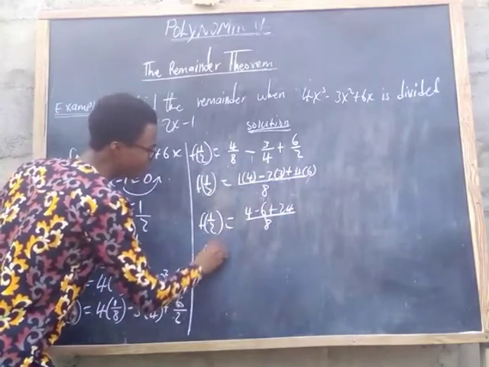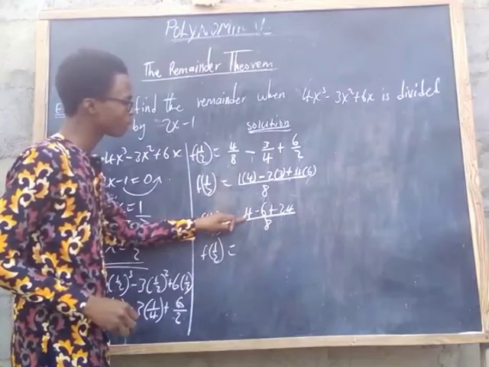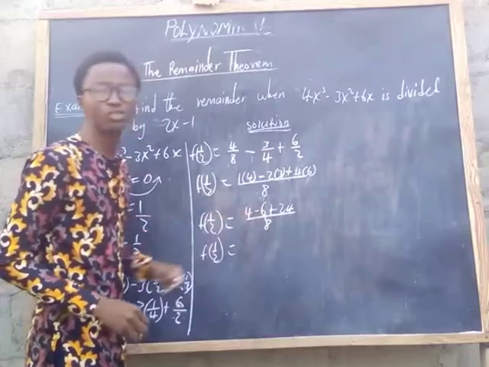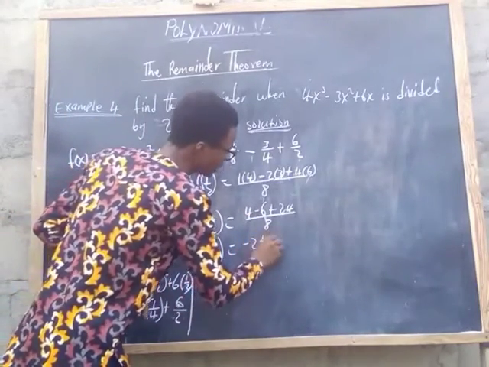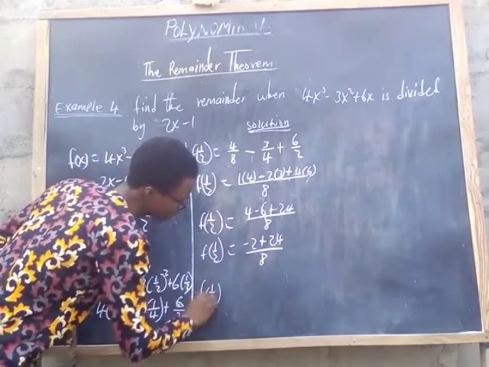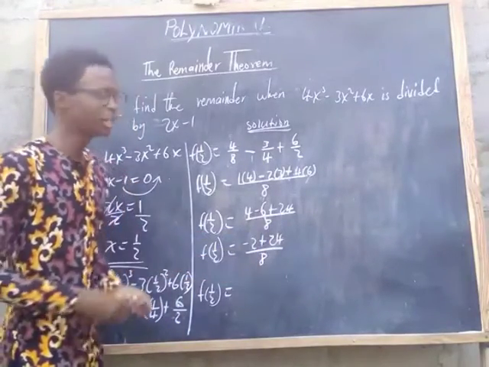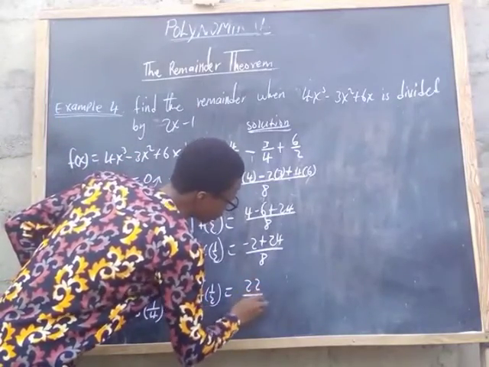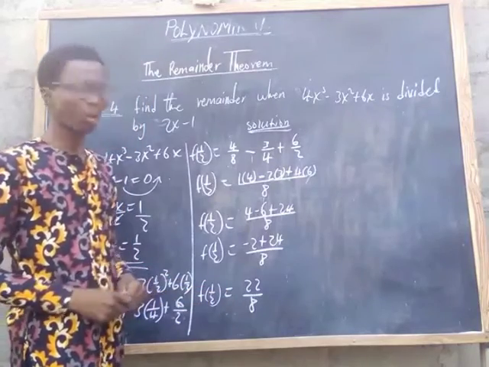So say f of half equals what? What is this? So now we say 6 minus 4. It will give us how many? Minus 2, plus 24 upon 8. So f of half equals 6 minus 2 plus 24. If you use your calculator, you have how many? 22. 22 upon 8. Do you see? So 22 upon 8. What next?